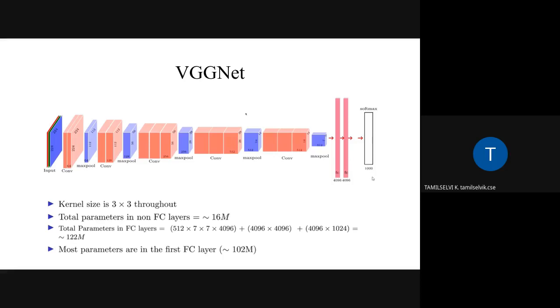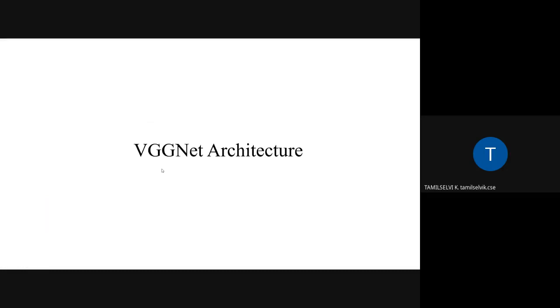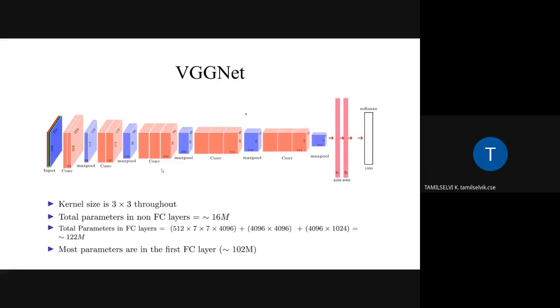Any doubts in this, ma'am? This is VGGNet. Hope these things are fine. Whatever I have given you in the AlexNet, apply the same things and you will get the results. This is how the parameters are calculated and the output is given. You can visualize this output also in Python. Any doubts?